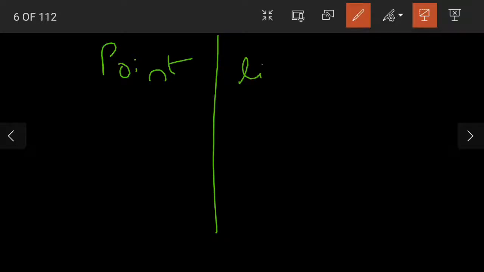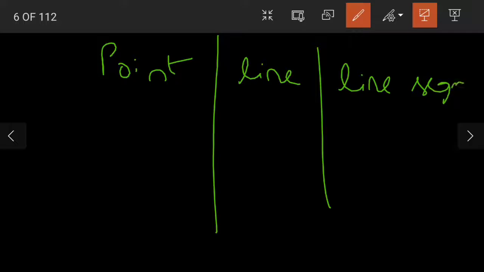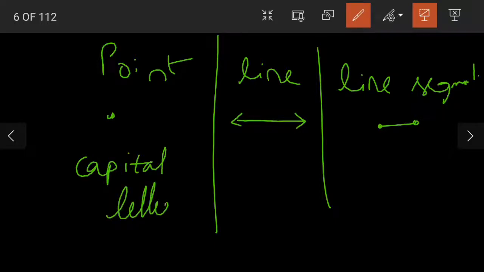Let us again revise. Point, line and line segment. This is a point, this is a line, this is a line segment. Yes or no? How do we name our points? Using a capital letter. How do we name our lines? Using any two points on the given line. For example, it can be line AB. Don't forget to put this symbol.